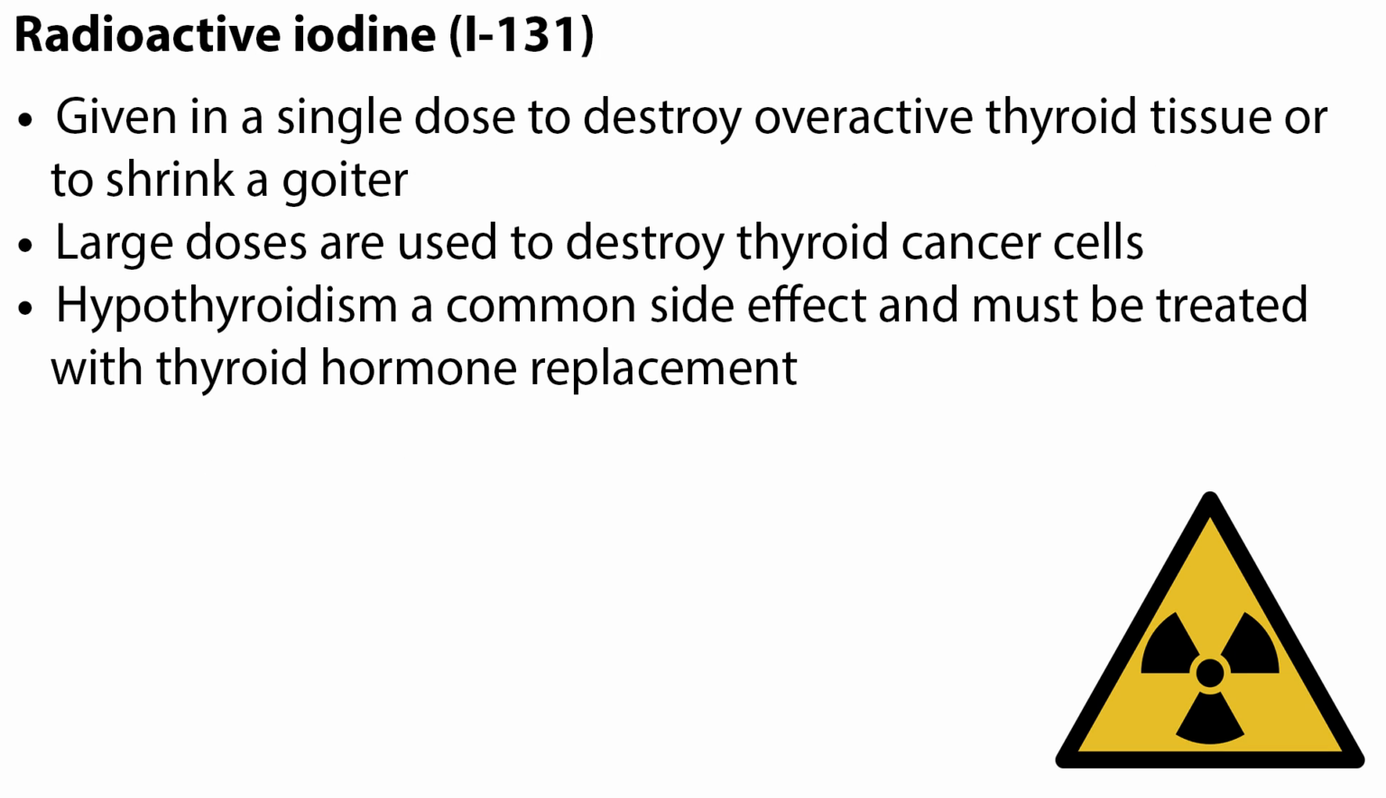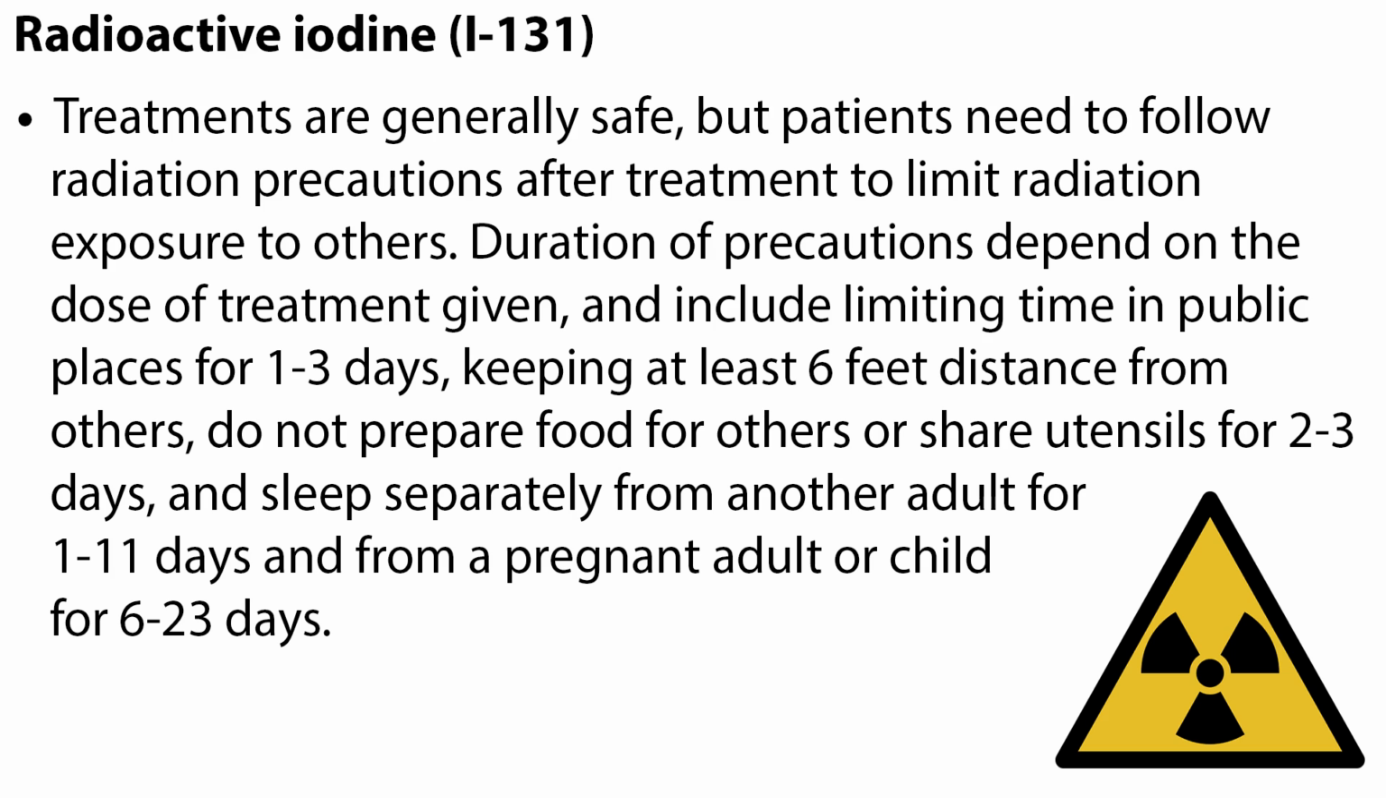Radioactive iodine, or I-131, is a frequently used treatment, usually given in a single dose, to destroy overactive thyroid tissue or to shrink a goiter. Large doses of I-131 are used to destroy thyroid cancer cells. Hypothyroidism is a common side effect and must be treated with thyroid hormone replacement. Treatments with I-131 are generally safe, but patients need to follow radiation precautions after treatment to limit radiation exposure to others.